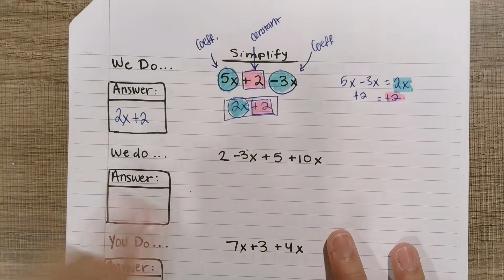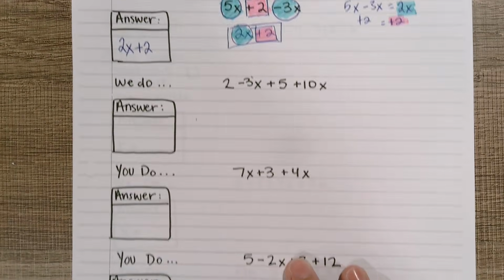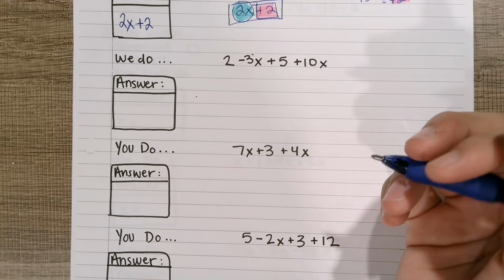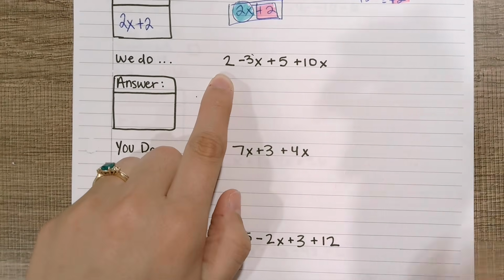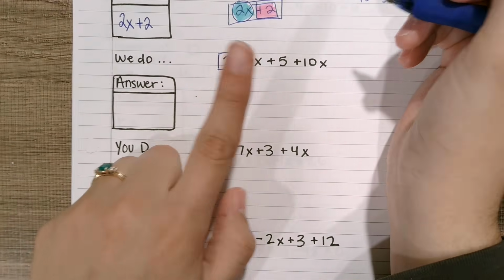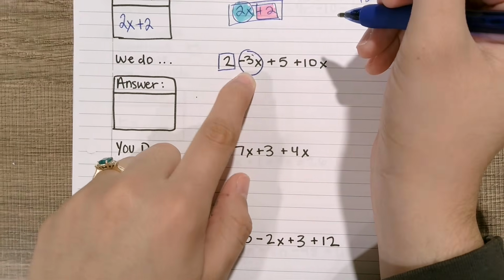Okay, I just put my answer in the box and let's move on with the next one. I'm not going to color it this time. I'm just going to do it by circle and box like I would expect you to. I see a constant right here, just a positive 2 by itself. I see a coefficient right here, minus 3x.